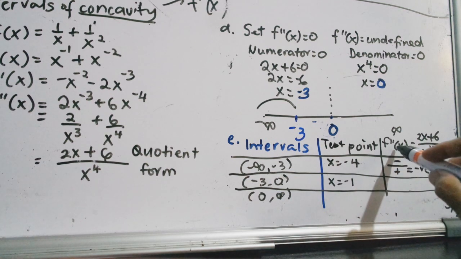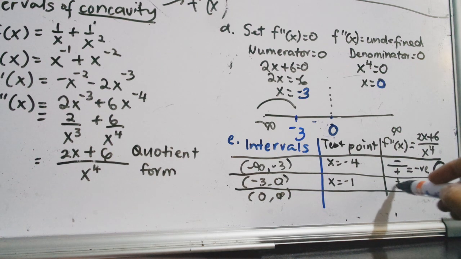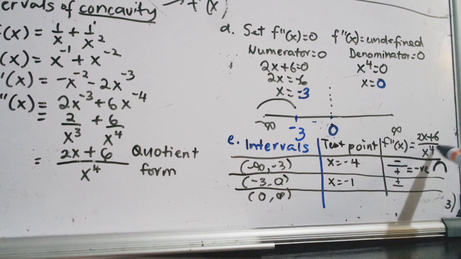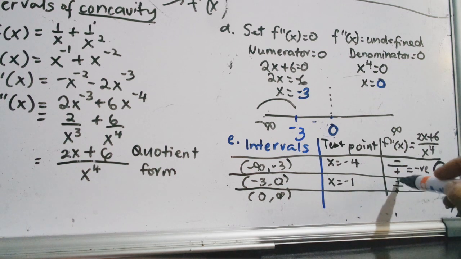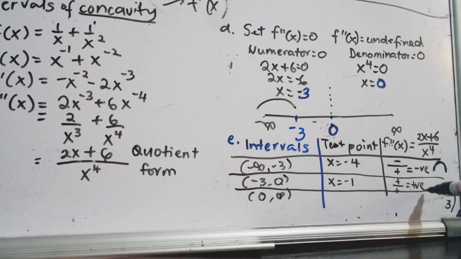Then put minus 1 inside the f double prime of x. So 2 times minus 1 is minus 2. Minus 2 plus 6 is 4. 4 is positive. Minus 1 to the 4th power is positive. Positive over positive is positive. So if f double prime is positive, it means it is a smile.